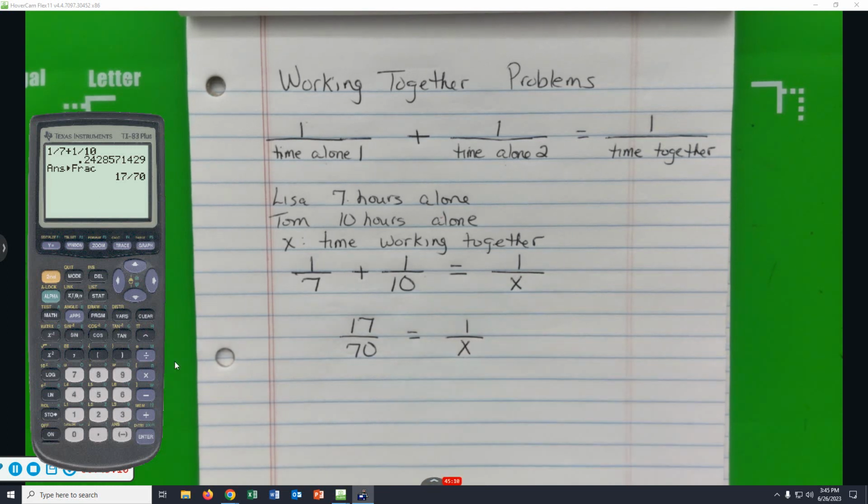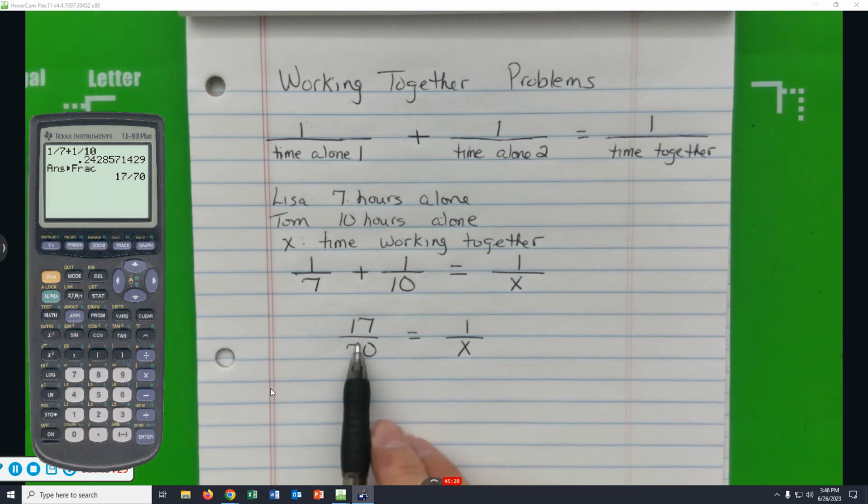We could have gotten this just by writing that with the denominator of 70. 1 times 10, that's 10 70ths, plus 7 multiplied above and below by 7, 7 over 70. That's how they got that 17 70ths.